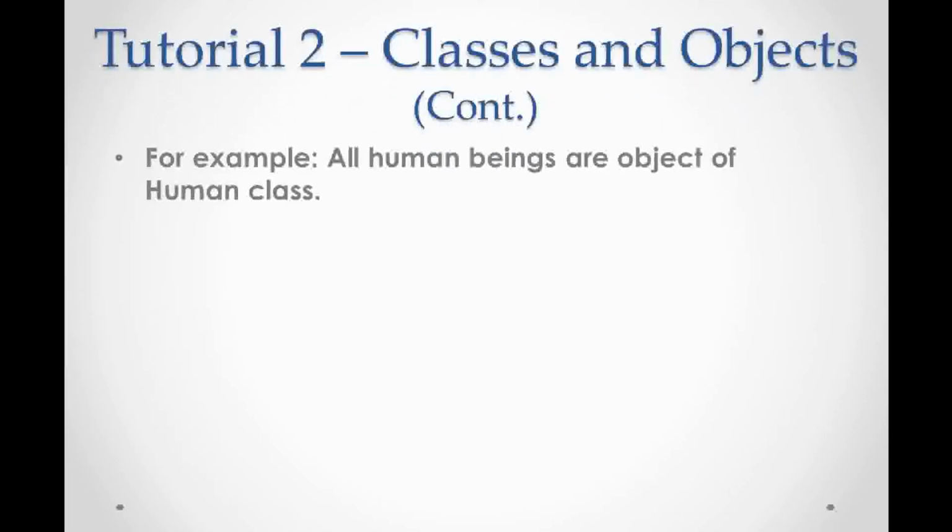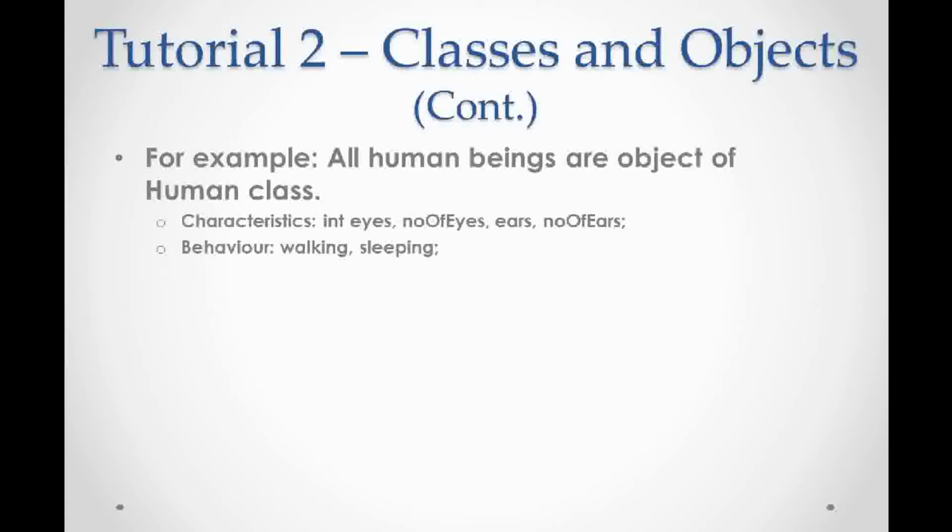For example, as we said, all human beings are objects of the human class. And since all human beings are objects of the human class, to create any human being object, the first thing we need to do is to create a human class. Because until we define these characteristics, we cannot create an instance of it. These characteristics, like integer type, can be given for eyes, number of eyes, ears, number of ears. We can create walking and sleeping methods to perform the behavior.